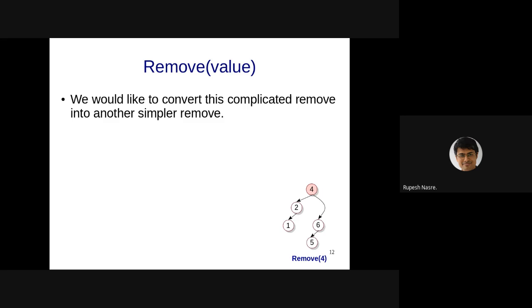So we need to augment Aniruddha's idea with something more. Shania says replace 4 with the smallest value in the right subtree, the leftmost leaf in the right subtree.